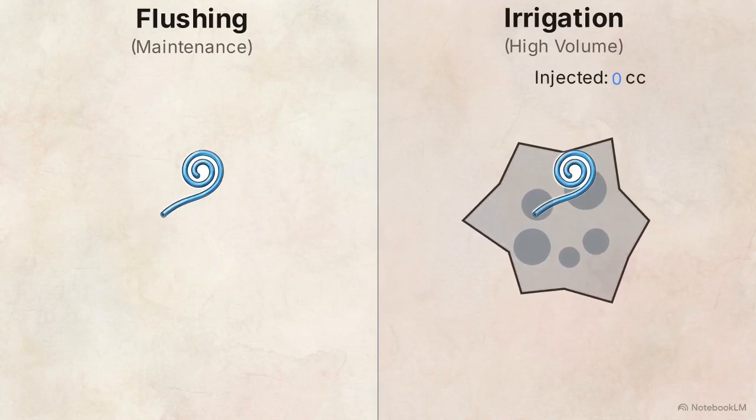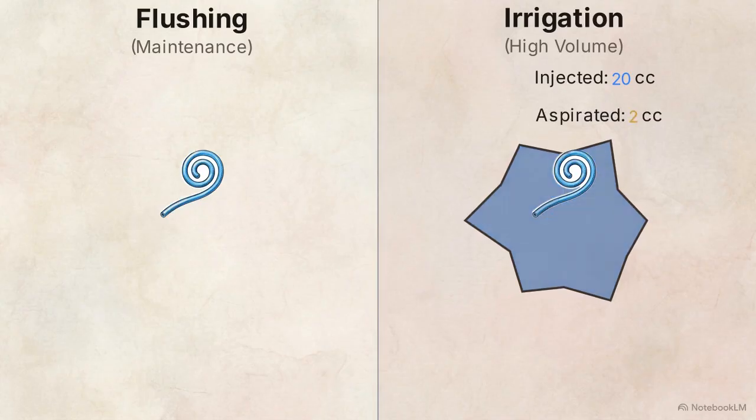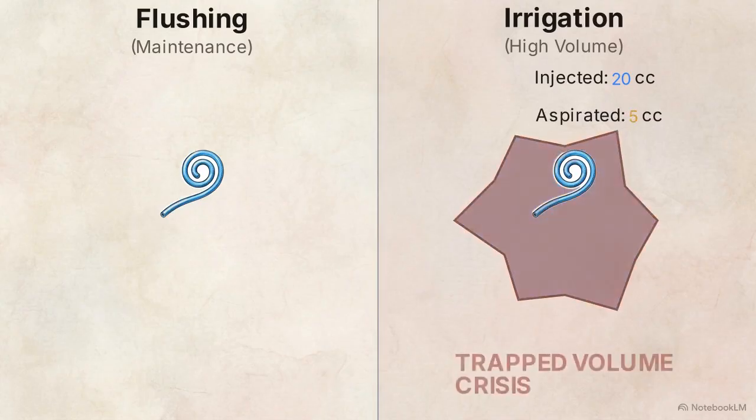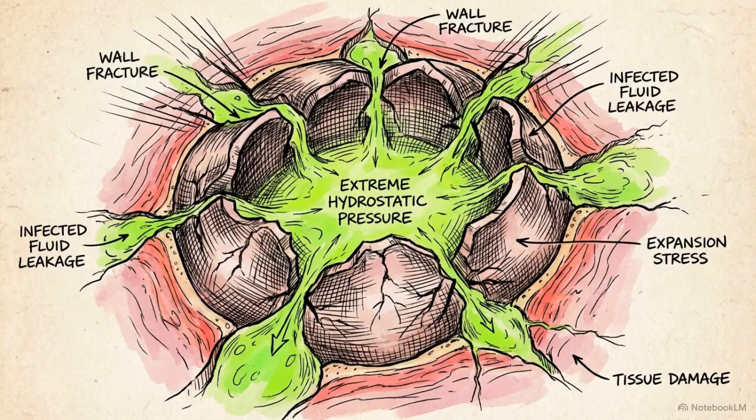Consider the dangerous math of aggressive irrigation. If you inject 20 cc, or cubic centimeters, of fluid into a cavity, but you only aspirate 5 cc back, you have a trapped volume crisis. Trapped fluid mixes with the infection. Hydrostatic pressure expands the cavity walls, violently pushing contaminated liquid into adjacent sterile tissues, creating new pockets of infection.